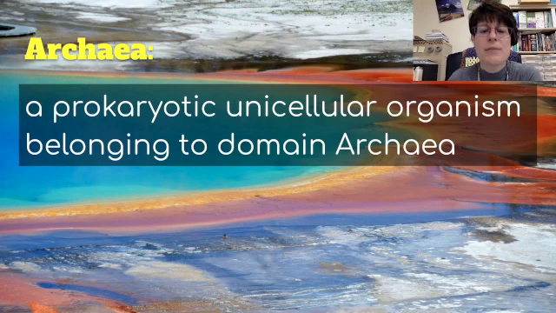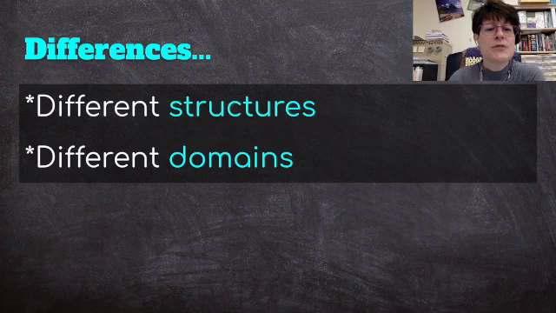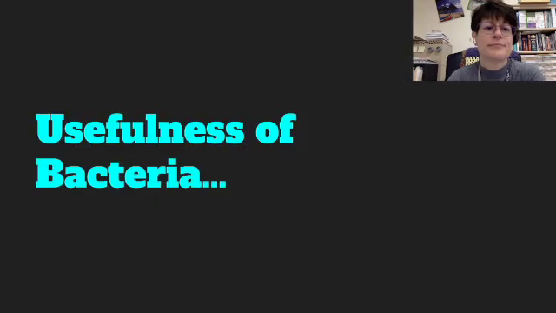And we have identified about 500 species of archaea, but it's believed that there are many more that we have not discovered yet. So similarities between these two domains is that they are unicellular and prokaryotic, meaning they don't contain a nucleus, but they have different structures, so they belong to different domains. And remember, the archaea tend to live in extreme conditions.